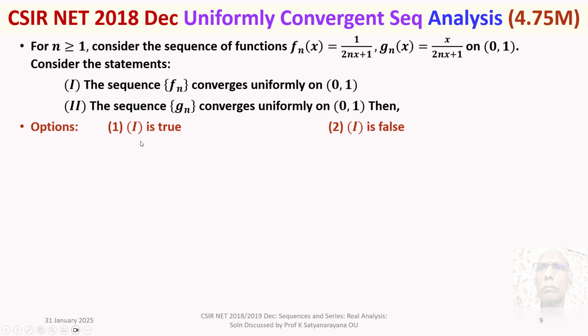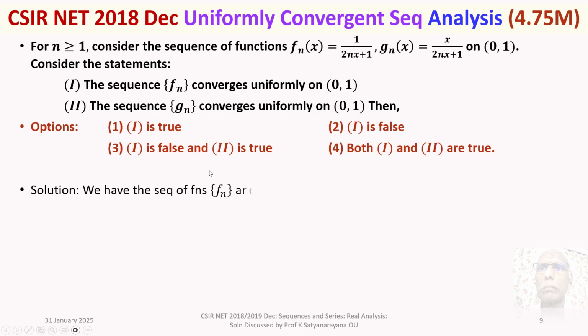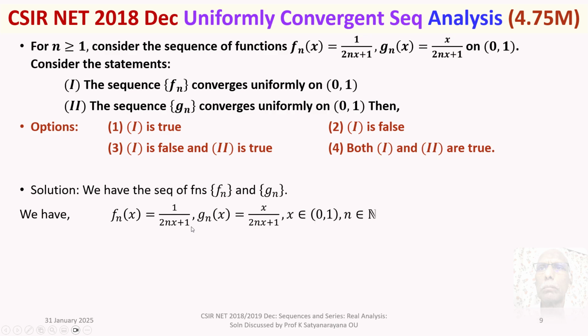Then we are given 4 options. Option 1: Statement 1 is true. Option 2: Statement 1 is false. Option 3: Statement 1 is false and statement 2 is true. Option 4: Both statements 1 and 2 are true. Let's now discuss the solution of the problem in detail. We have the sequences of functions f_n and g_n, where f_n(x) is equal to 1 by (2nx plus 1) and g_n(x) is equal to x by (2nx plus 1), x belongs to the open interval 0 to 1, and n belongs to the set of natural numbers.